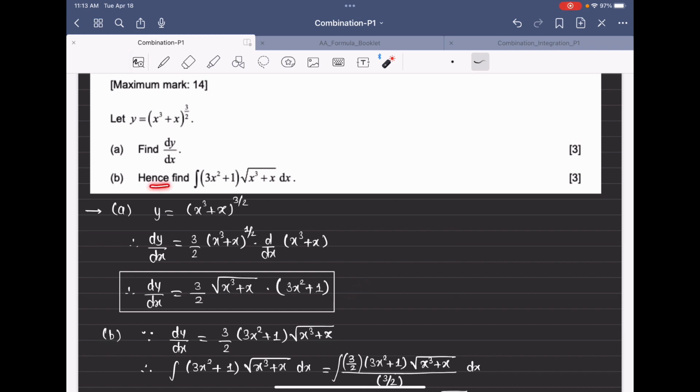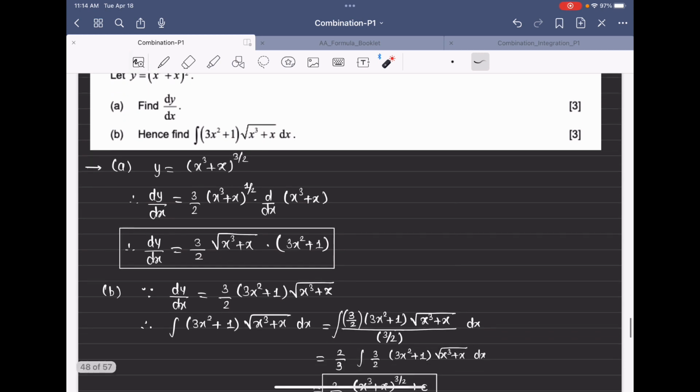This is the derivative. Now they said 'hence', which means we have to use this result. Hence, find the integration of (3x square plus 1) times root of x cube plus x dx. You can use substitution here, but they said hence and it is only for 3 marks, so it is not worth doing substitution. Derivative and integration are reverse processes of each other. You can see the same terms here: 3x square plus 1, root of x cube plus x dx. Only the 3 by 2 is not there.